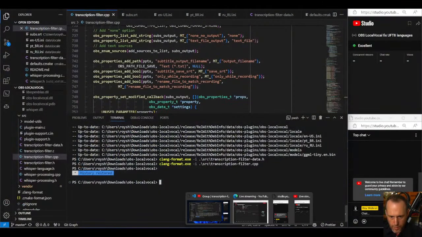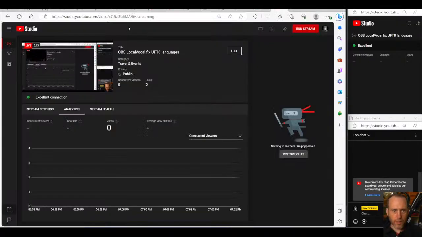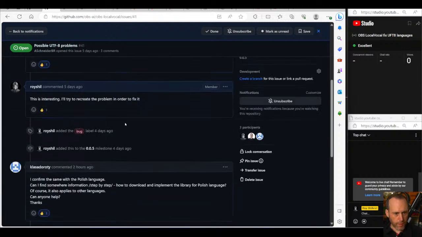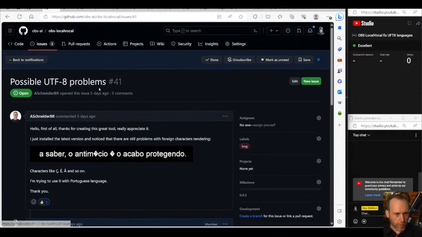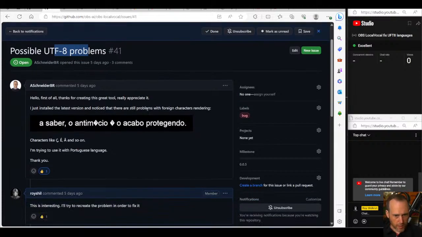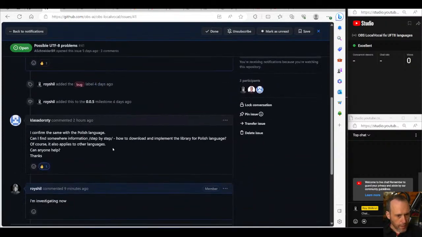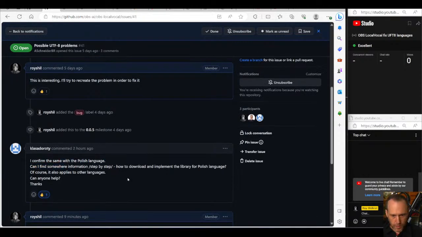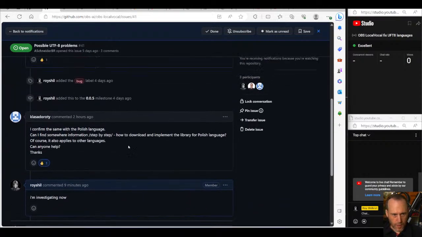Okay. So I got a few people asking me about a problem in local vocal with UTF-8. Some languages, like this one, I guess it's some sort of Latin language, Spanish, have characters here that are not picked up, as well as Polish, in local vocal.